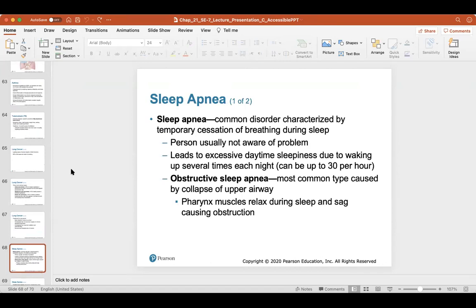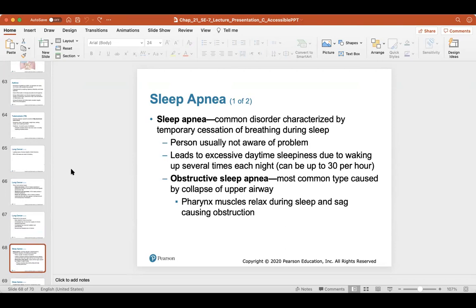Sleep apnea then is a common disorder characterized by temporary cessation of breathing during sleep. The person usually is not aware of the problem. Usually their significant other is, because they notice them not breathing when they're sleeping. It can lead to excessive daytime sleepiness due to waking up several times each night.